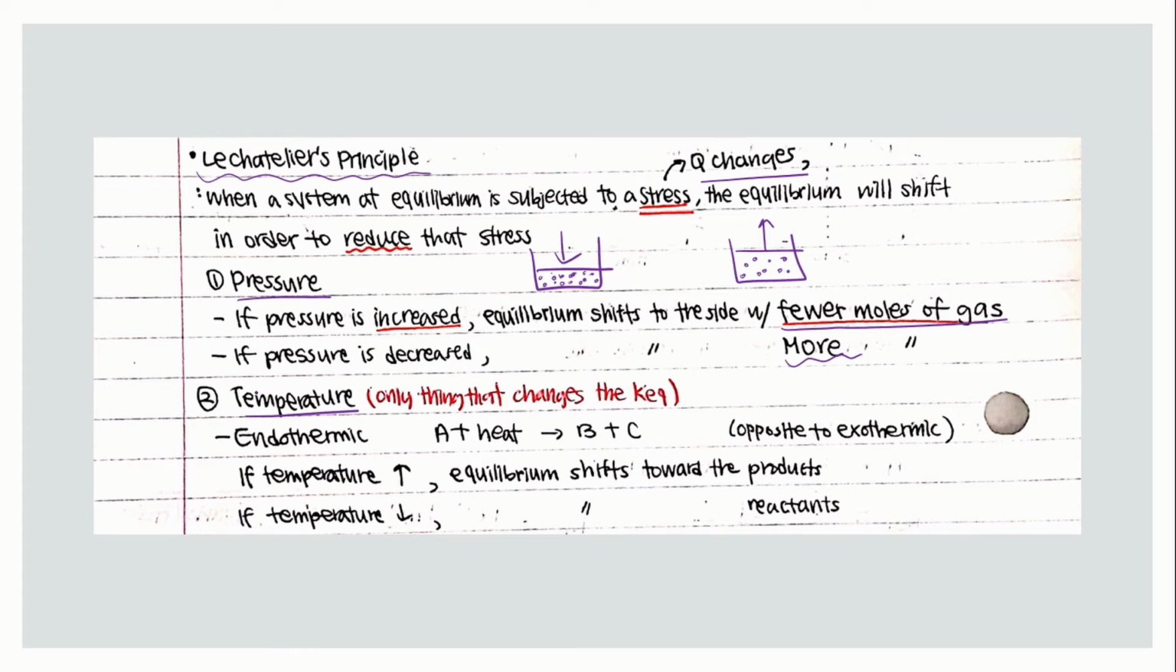The next variable is the temperature, and it is the only thing that changes the Keq. In an endothermic reaction, heat is considered a reactant, so it goes on the reactant side. If temperature is increased, then heat is increased. Because heat is increased, the forward rate will increase and the reaction will shift toward the products to remove the heat. However, if temperature is lowered, then heat is removed and the reaction will shift toward the reactants to produce more heat. It will be opposite for the exothermic reaction.